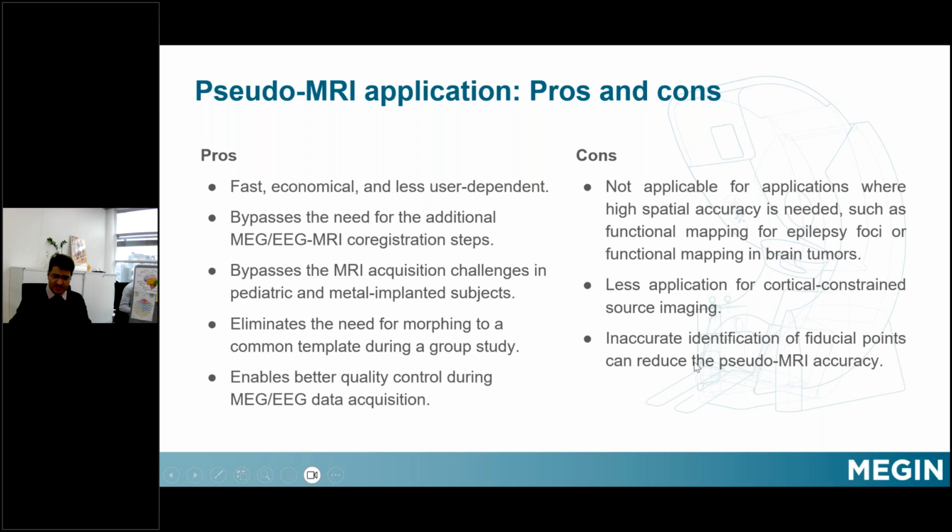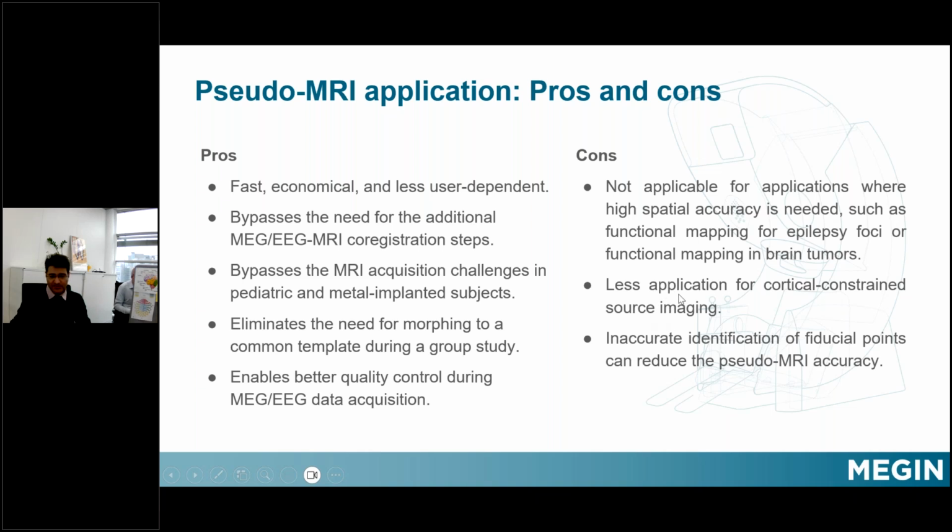And there could be certain other applications where you require a high level of accuracy. There it's not applicable because it doesn't guarantee it, at least. Although using individual MRI only doesn't guarantee it either, because there are other steps which may deviate your accuracy, but certainly you have to consider this.